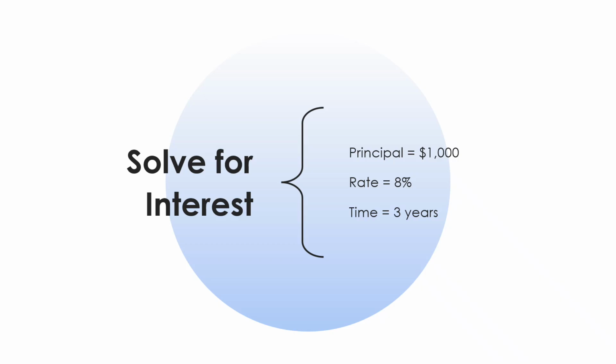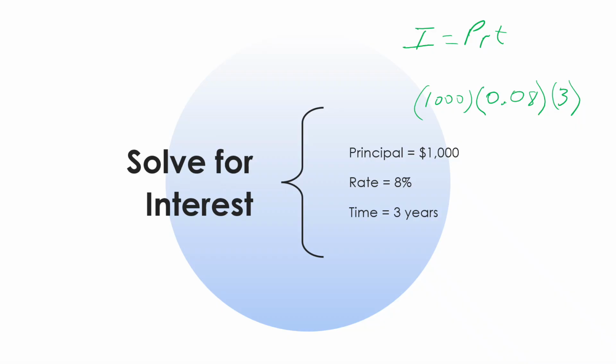All right, so let's solve this problem for the interest. This is just simple interest, so we are going to use our simple interest formula: I is equal to principal times rate times time. In this case, our principal is 1,000. Our rate is 8%, written as a decimal, 0.08. And our time is 3 years.